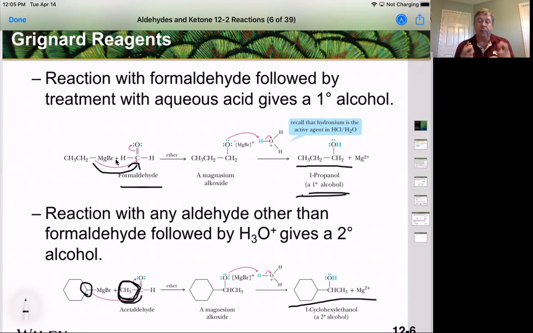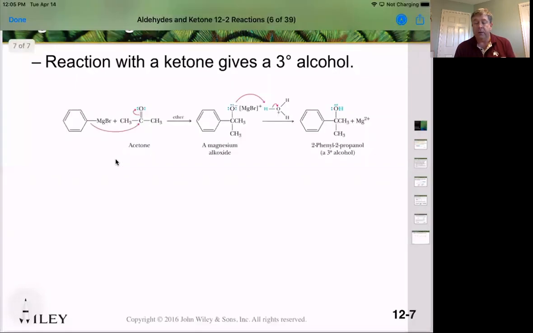Okay. So if formaldehyde yields a primary alcohol and an aldehyde yields a secondary alcohol, that means that if we use a ketone, we're going to get a tertiary alcohol, because there are already two carbon groups on the carbonyl because it's a ketone, and then we're adding a third carbon group to that carbonyl carbon to give us that tertiary alcohol. So using the Grignard reagents, we can make a primary alcohol with formaldehyde, a secondary alcohol with a substituted aldehyde, and a tertiary alcohol with a ketone.